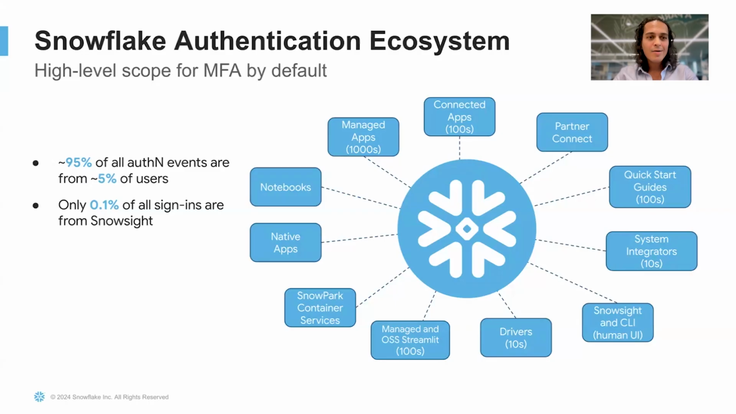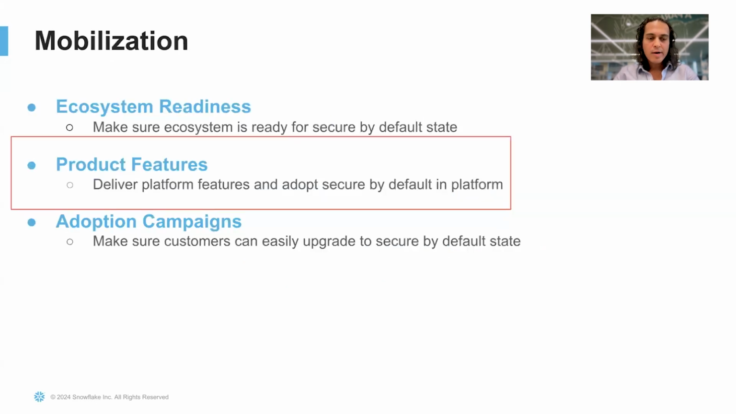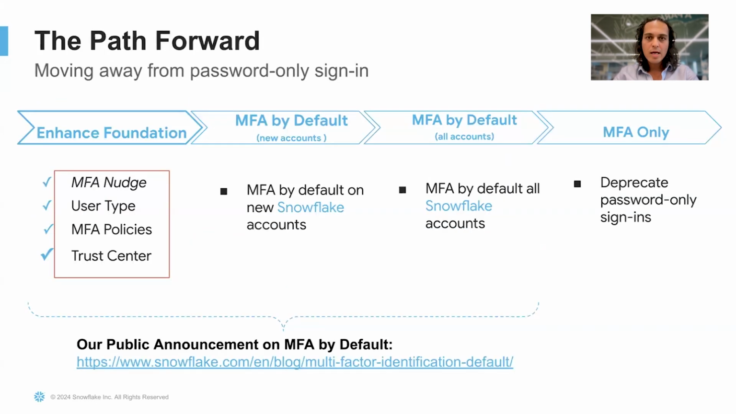As part of that, we actually started a wide campaign with all of our partners to make sure their tooling and their connectors and their apps support what we envision for the North Star. It is worth noting that when we look at the amount of traffic that comes to Snowflake, more than 95% of traffic comes from less than 5% of the users, which shows how important it is to think about programmatic access and service users. And when we look at the access to Snowsight, which is a good proxy of human access, it is less than 0.1%.